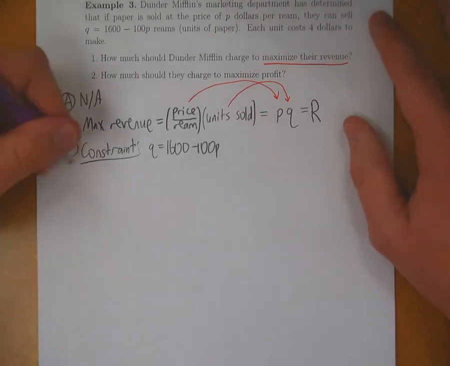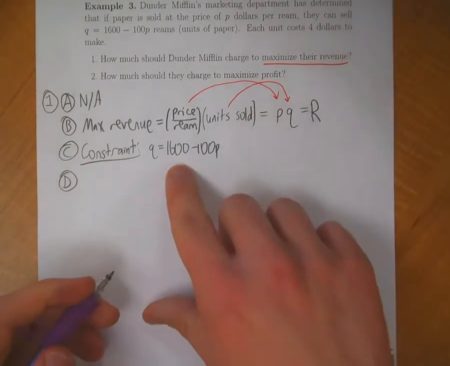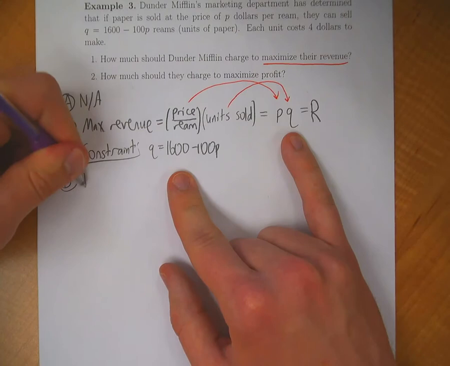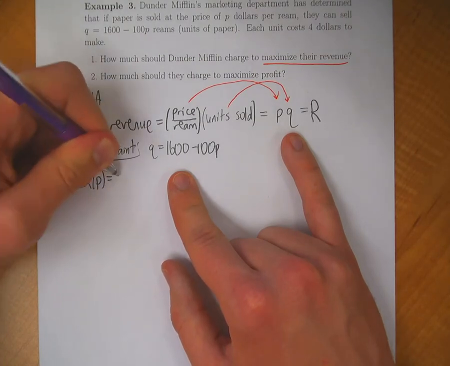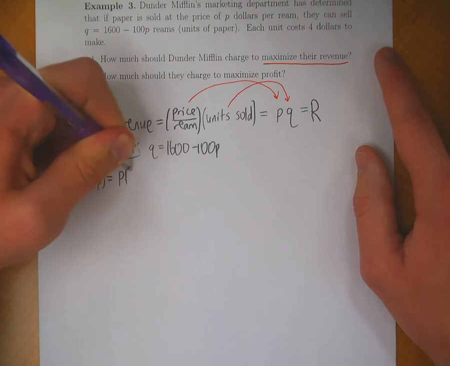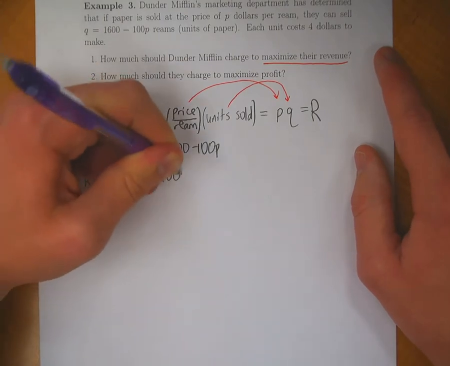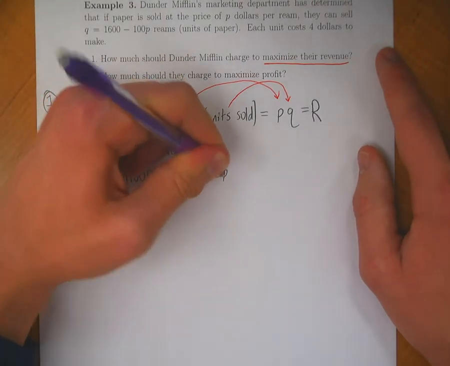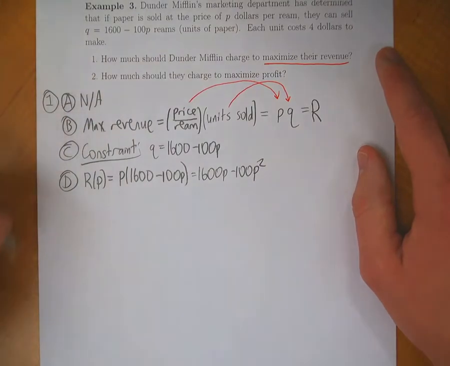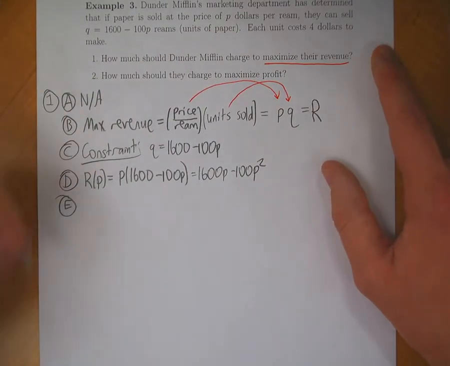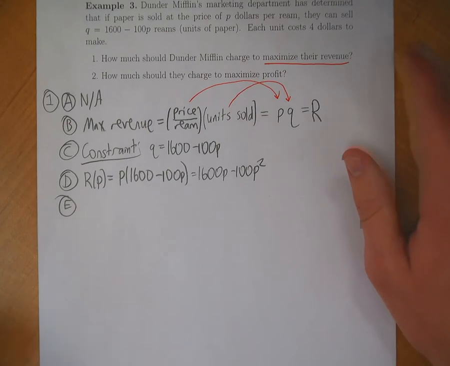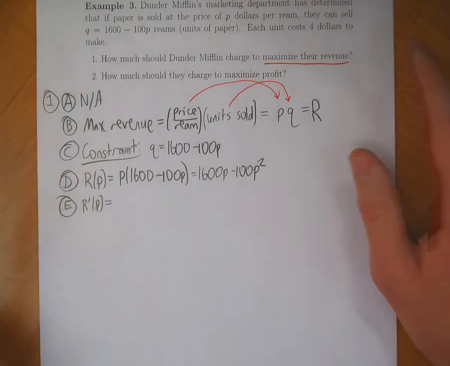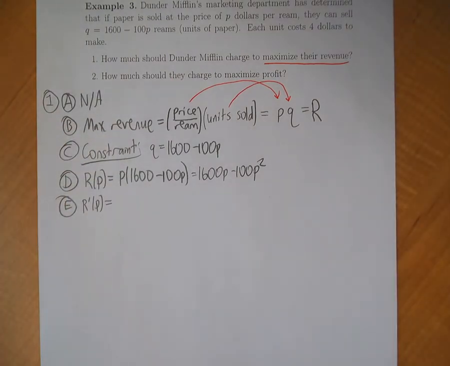So that's that part, and then part D says, all right, go ahead and take this constraint and plug it in here, so that we have revenue in terms of P. So then R(P) becomes P times 1600 minus 100 times P, or if you prefer, 1600P minus 100P squared. So if we differentiate and set equal to 0 and solve, what is the value of P that we end up with as our final answer here?